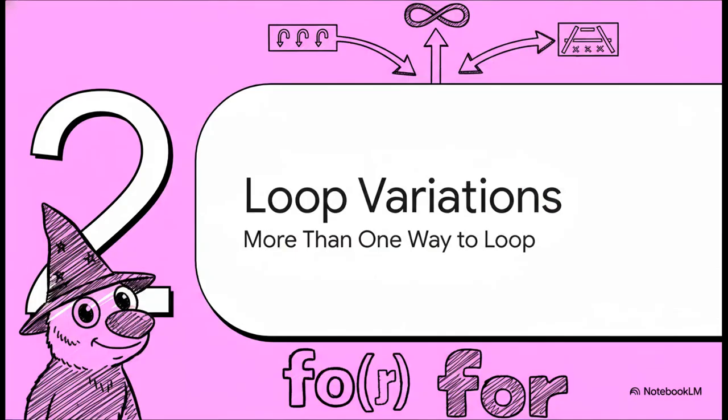But what if you don't really need a counter? What if you just want to keep doing something until a specific thing happens? Well, this is where Go's for keyword gets really flexible. Let's check out some of the other ways you can use it.